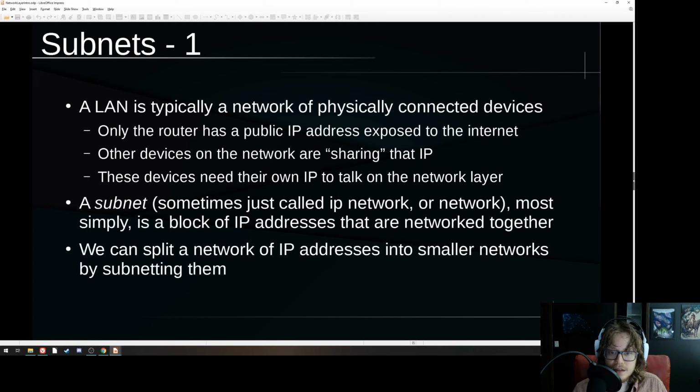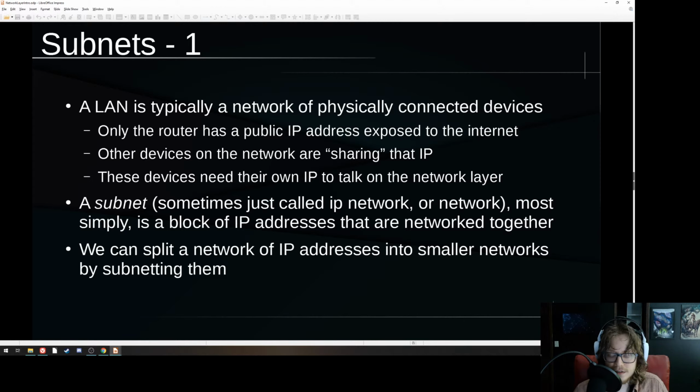So in order to allocate addresses intelligently, we need to be able to subnet them. A LAN, a local area network, is typically a network of physically connected devices. We talked about that for the link layer, right? And in a LAN, typically only the router has a public IP address that's exposed to the internet. It's a little bit different at John Carroll, actually. We have so many IP addresses that were allocated to us at some point that I believe each of your CSVMs has their own public IP address, which is pretty cool. But generally speaking, only the router has a public IP address, and everybody else shares it.